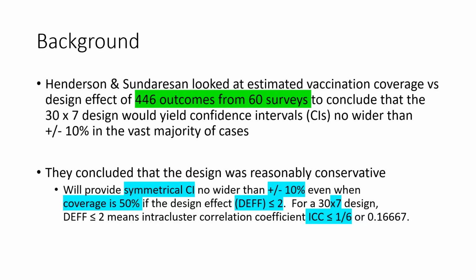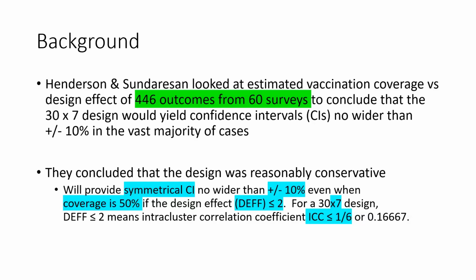that paper. Because at that time, they had done about 60 30x7 coverage surveys, and they were introducing this design and saying, we think it's flexible enough to cover most of the situations that people would need in the 1982 timeframe. What they pulled out were design effects, confidence interval widths and estimated coverage for 446 EPI coverage outcomes from 60 surveys at that time.